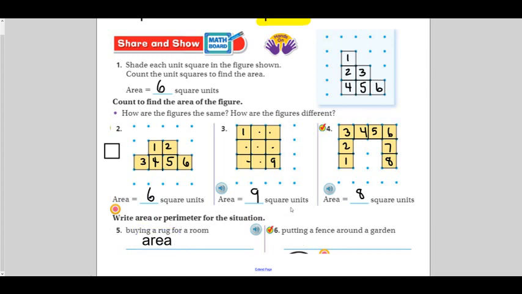Putting a fence around a garden. Well, let's just say again here for number 3 that this was our garden and we wanted to put a fence around it because rabbits or dogs in the neighborhood or cats or whatever are getting into our garden, and we want to put a fence up so that they don't get into that. We would want the perimeter. All right, how much fence should we put around there? So that is the first part here, and we'll get to another section of the lesson here in just a bit.